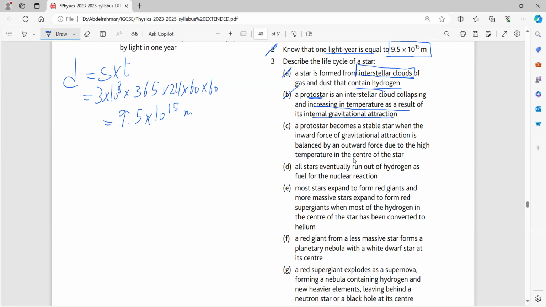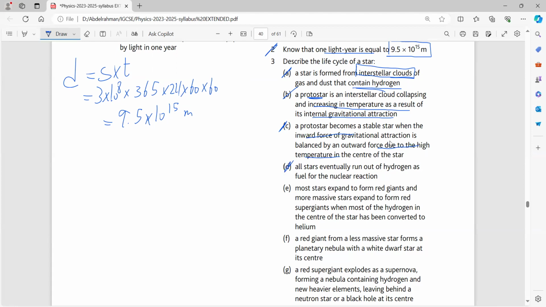So a stable star is when these forces are equal. And the sun is now a stable star, and these forces are equal. Inward force due to gravity, and outward force due to high temperature or high pressure at the center of the star, which is due to the fusion of the hydrogen atoms. All stars eventually run out of these hydrogen atoms.